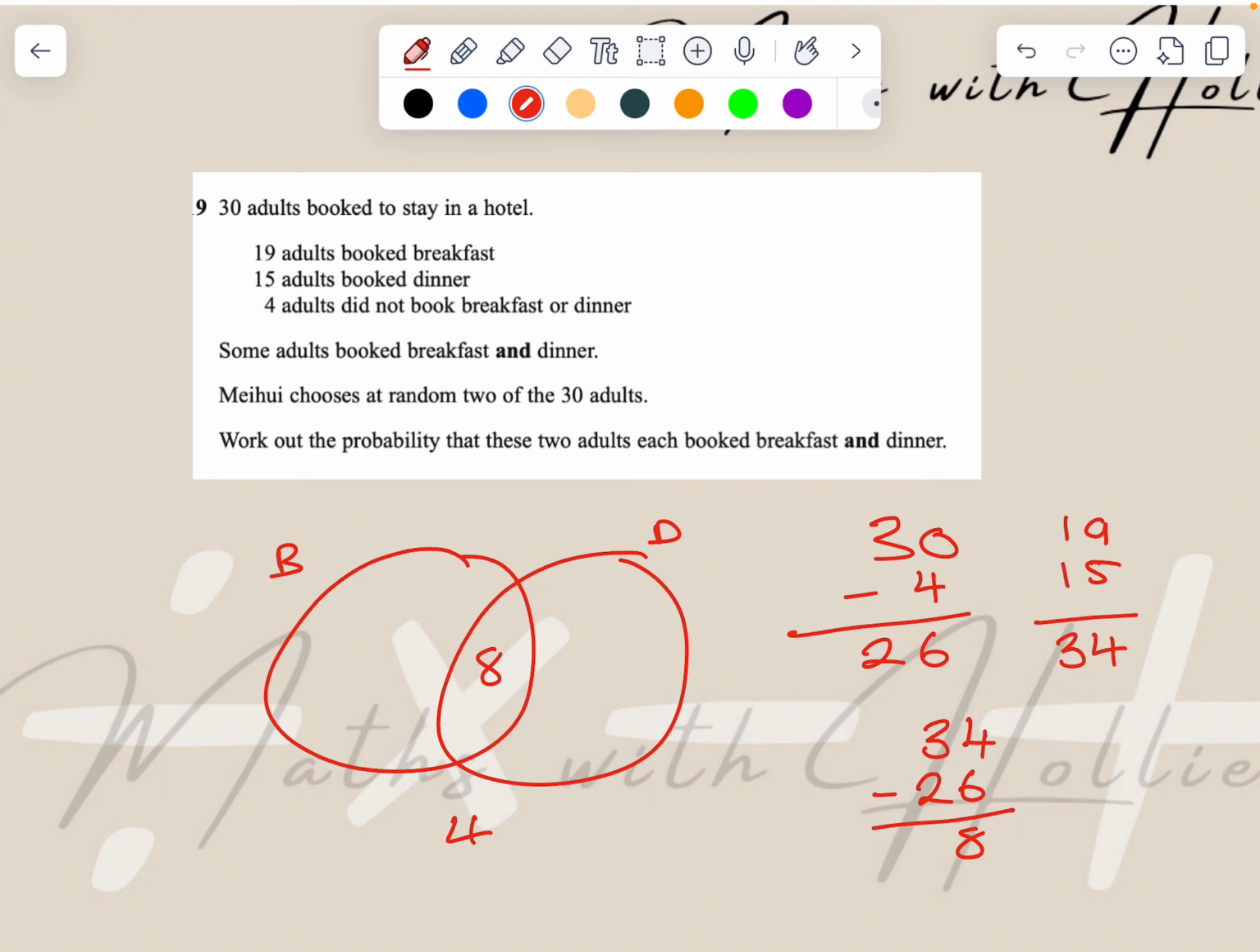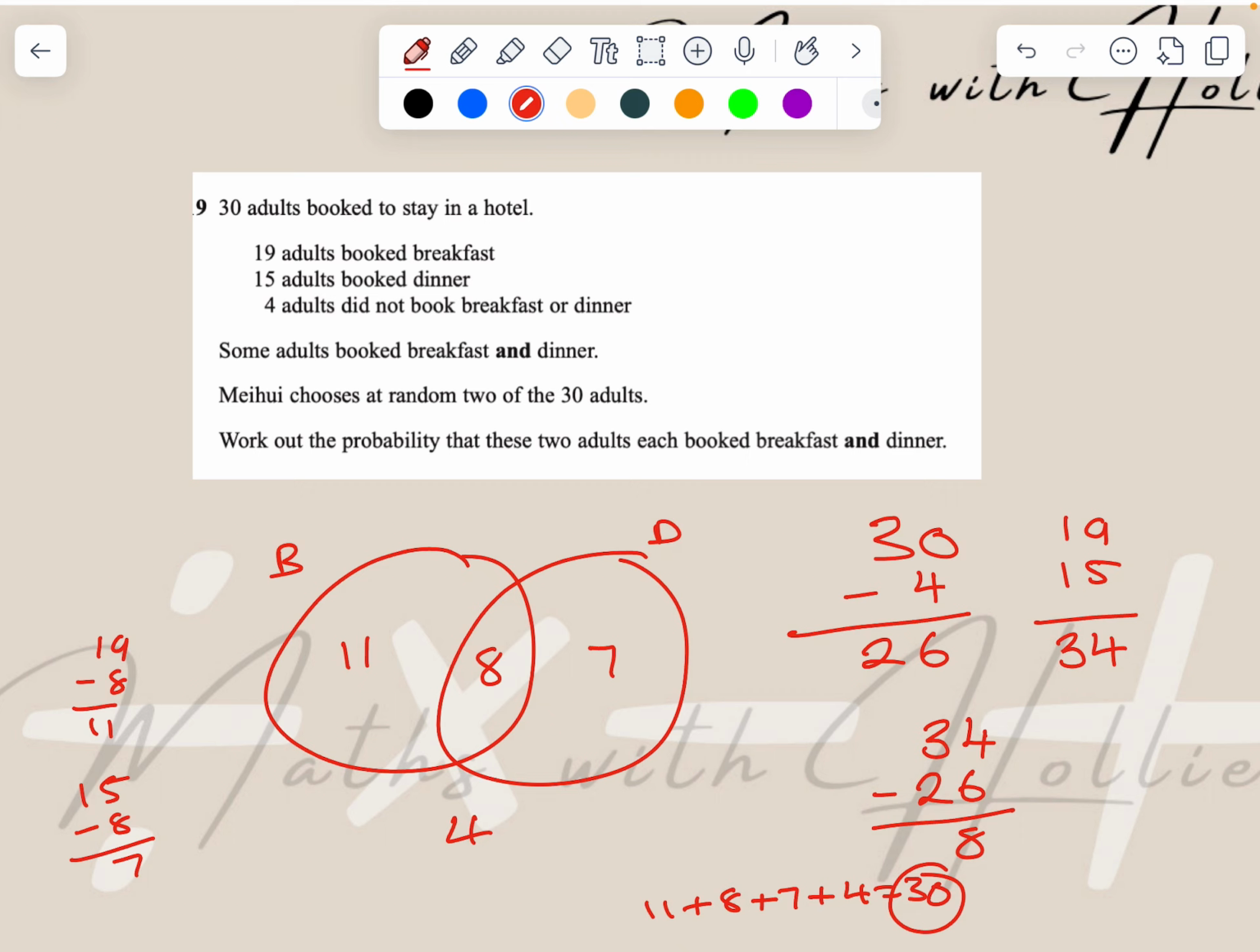So now I can finish the question. For breakfast, if 19 do breakfast, 19 minus 8 is 11. So 11 only have breakfast. And then dinner, we have 15 adults. We're going to do 15 minus the 8 who also have breakfast, and that is going to leave me with 7. So just to double check, 11 add 8 is 19, add 7 is 26, add 4 is 30. So my Venn diagram is complete.